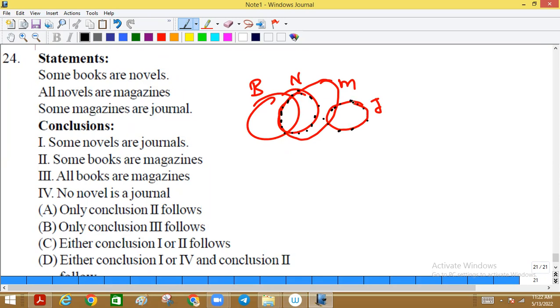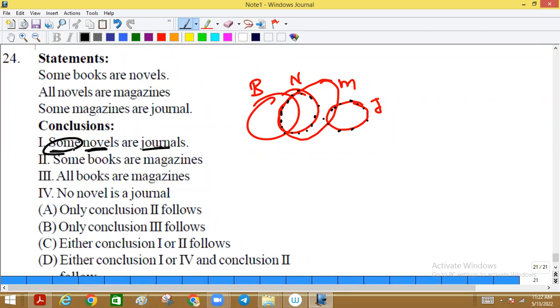Can I say some journals? Because I don't know the relation between novel and journal. When you don't know the relation, what comes into being? Either or case. Now, in the first conclusion, it says that some novels are journals. So you don't know the relation between novel and journal, and he's saying some.